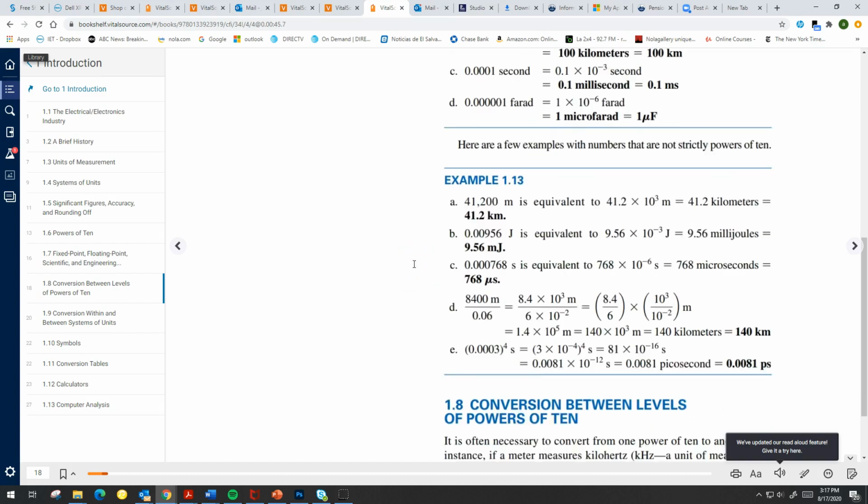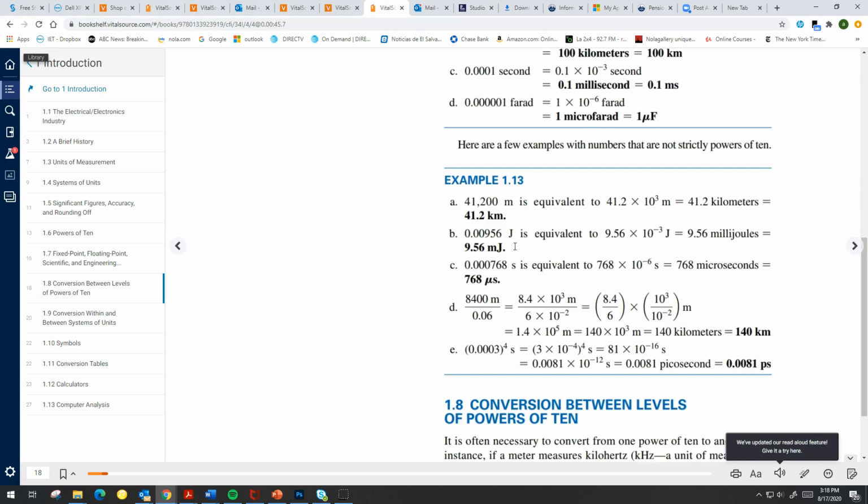So let's look at another example. A couple of other ones. I'm going to do just a couple of them. The first one's too easy. Maybe the second one. We have 0.00956 J. J stands for joules. It's a unit of energy. Capital J means joules. So we have 0.00956 joules, which I should write in engineering notation.